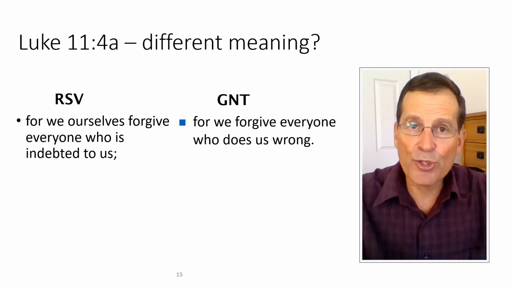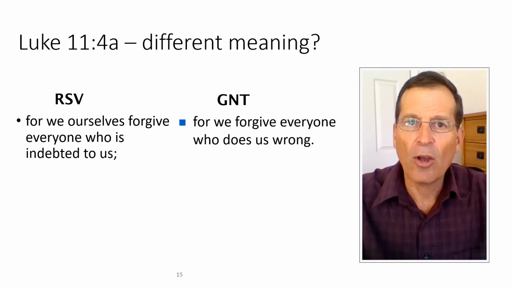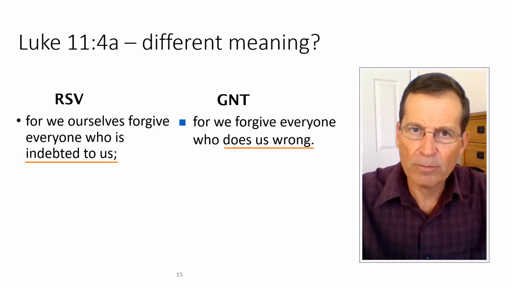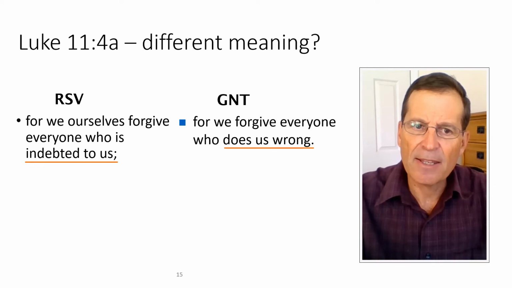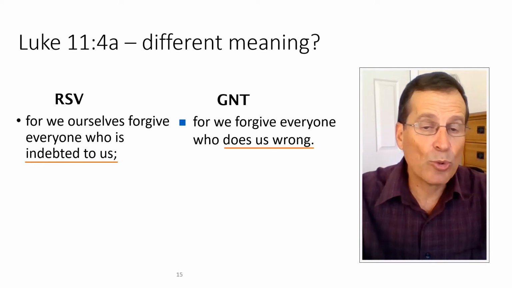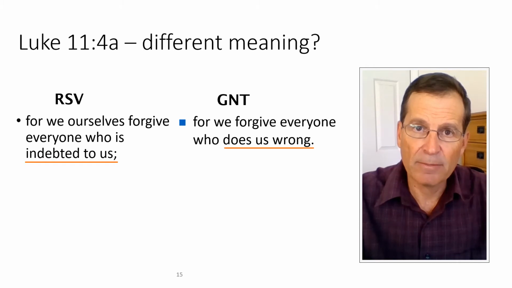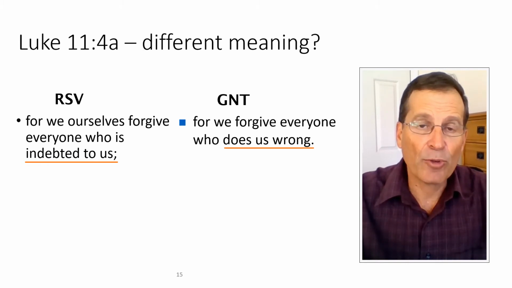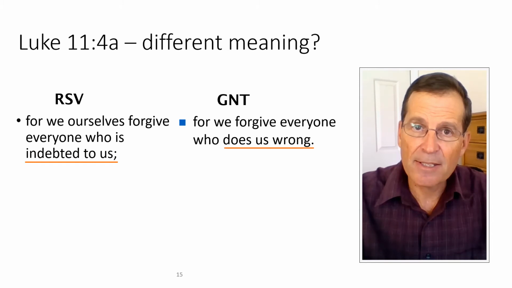Now let's look at our first question in verse 4. RSV says, "For we ourselves forgive everyone who is indebted to us." GNT says, "For we forgive everyone who does us wrong." So it's a good question. Is indebted to us the same meaning as people who do us wrong, or a different meaning? Is Jesus just telling us to forgive those who owe us money, or to forgive those who do wrong things against us?